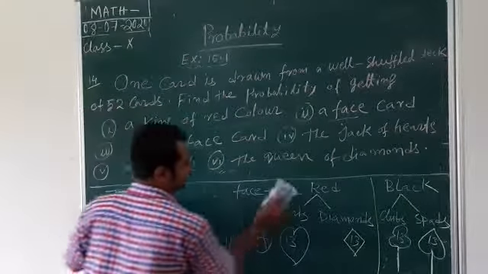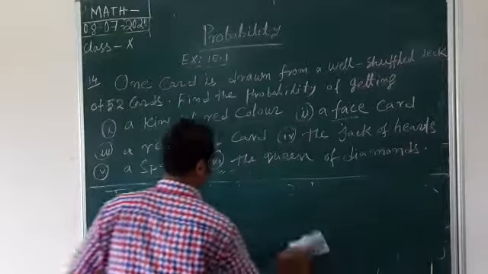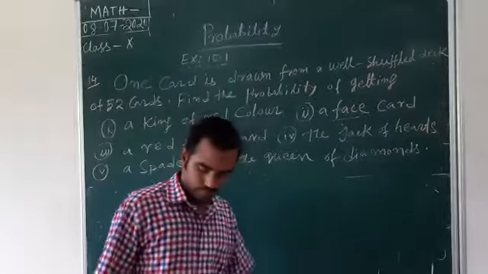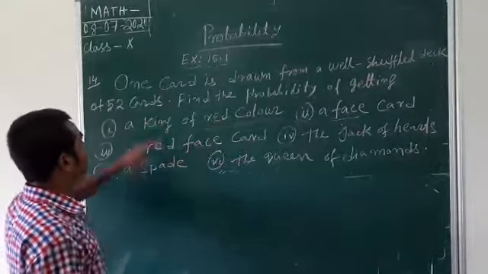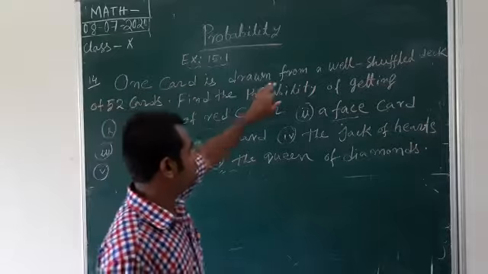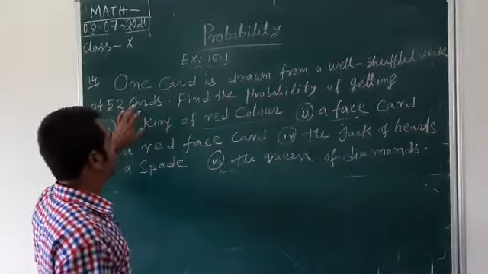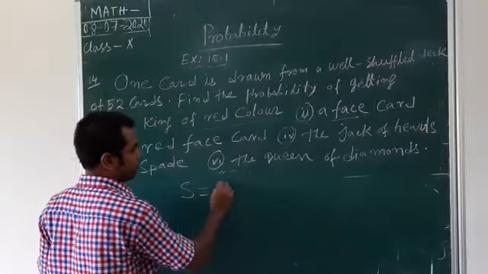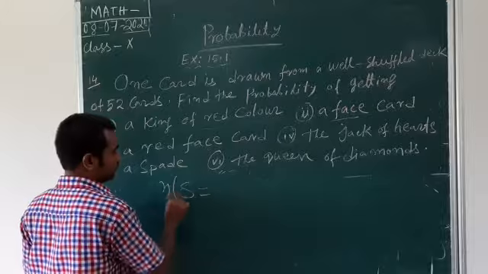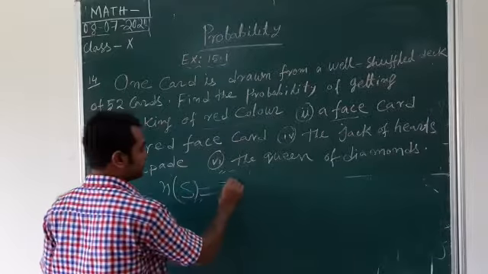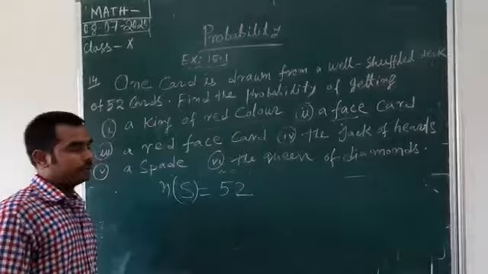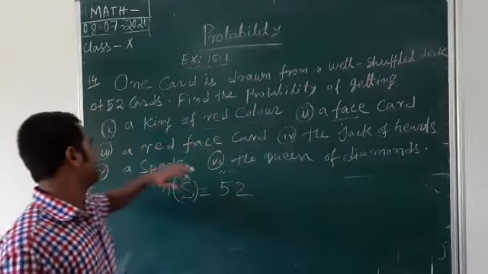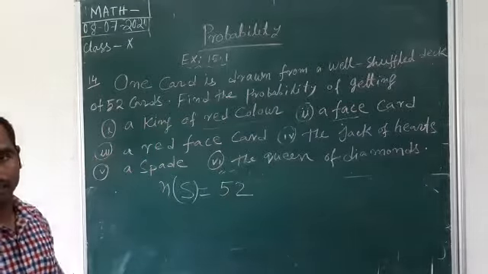Now, what is the question here? First question: one card is drawn from a well shuffled deck of 52 cards. So how many cards? 52. So n(S), the total number of sample points, is 52. Now the question: find the probability of getting a king of red color.